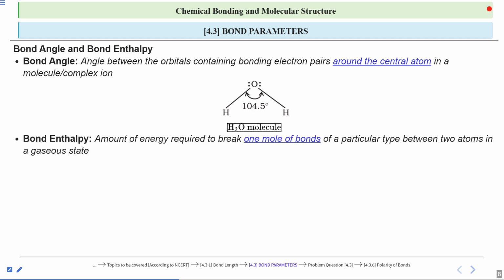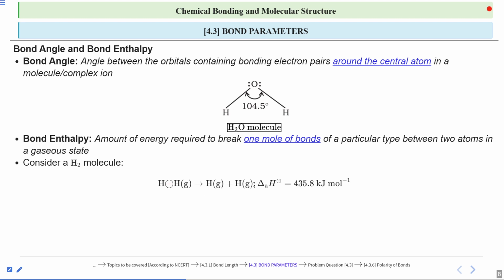Then here is your next bond parameter, which is known as bond enthalpy. What is bond enthalpy? It is the energy required to break 1 mole of bonds of a particular type between two atoms in a gaseous state. For example, if we consider a H2 molecule, then we are to break this encircled bond. So this is a H2 molecule where there is a bond in between and it is encircled. So this is being broken and we are getting two isolated gaseous atoms.